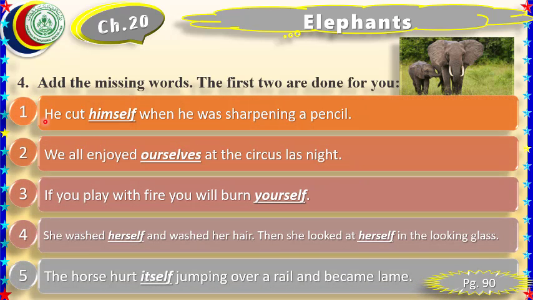He cut himself. He changes into himself. We all enjoyed ourselves. We change into ourselves. This you change into yourself. She washed herself. She will change into herself. The horse hurt itself. If there are animals, we write itself for them.